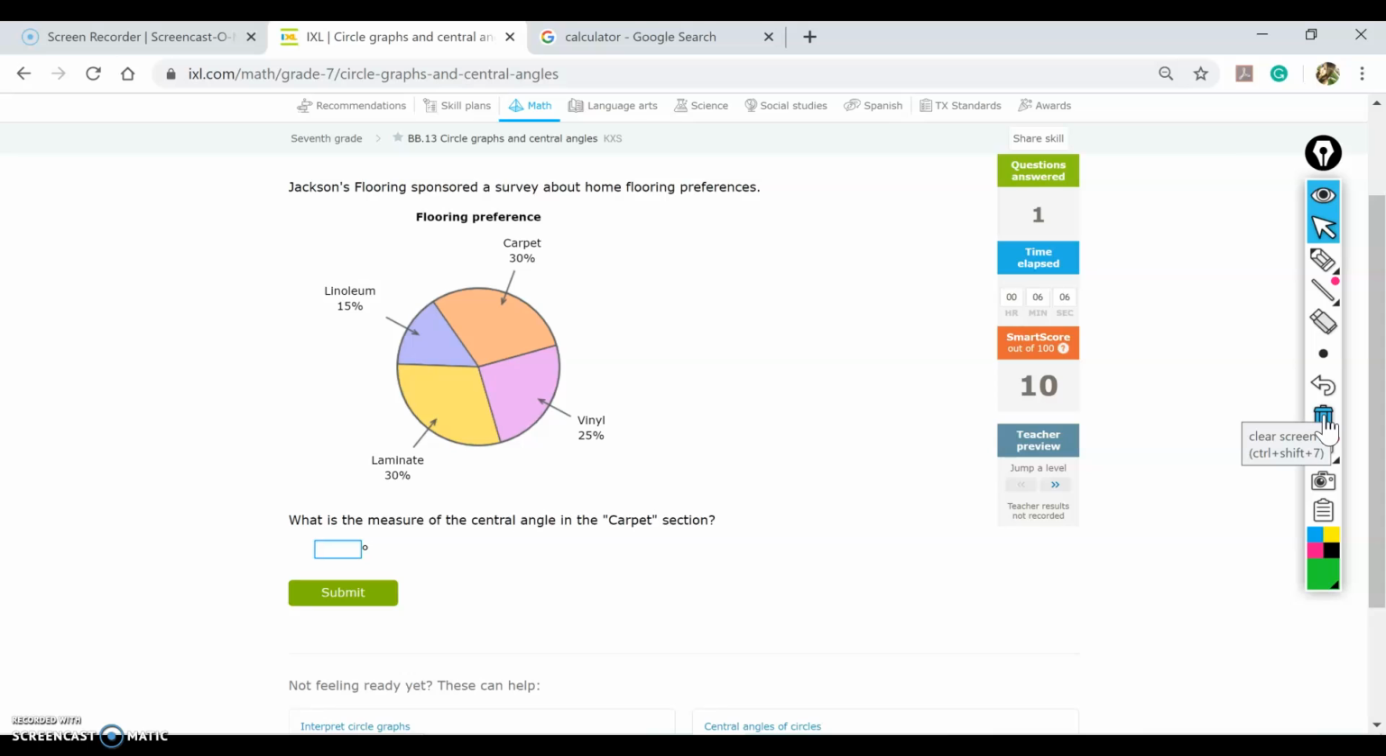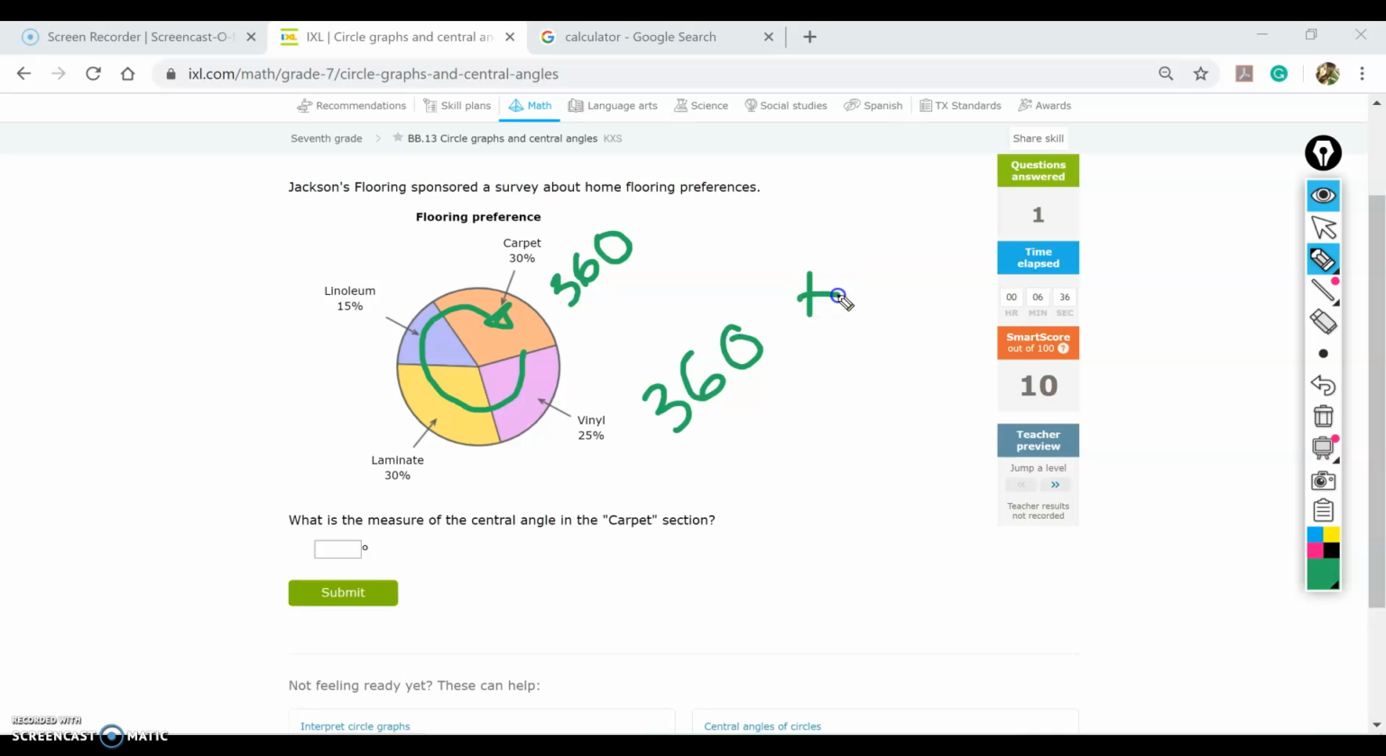Jackson's Flooring sponsored a survey about flooring preferences, and they give you a little graph with the percent of each flooring preference. The question is, what is the measure of the central angle in the carpet section? Remember that whenever I add all of the central angles, it's going to be equal to 360. So to find the 30% carpet preference, I need to do 360 times 30%.